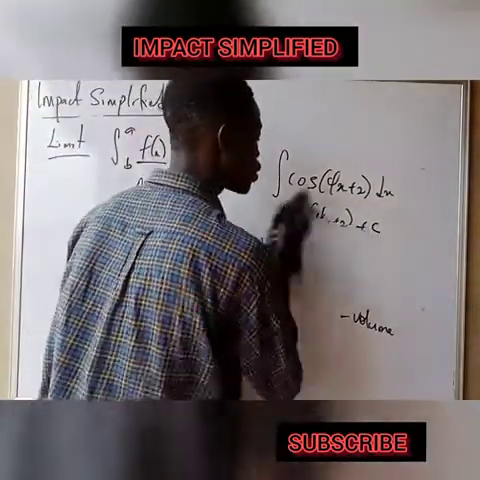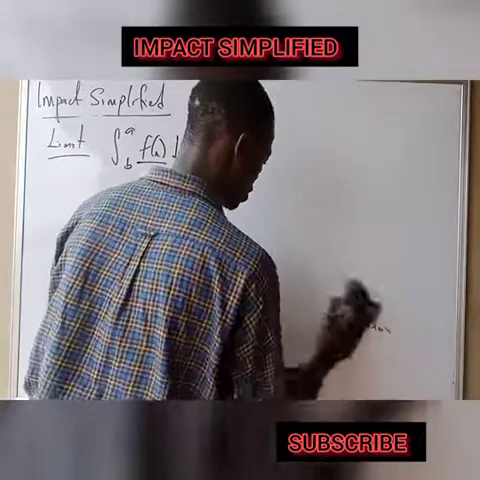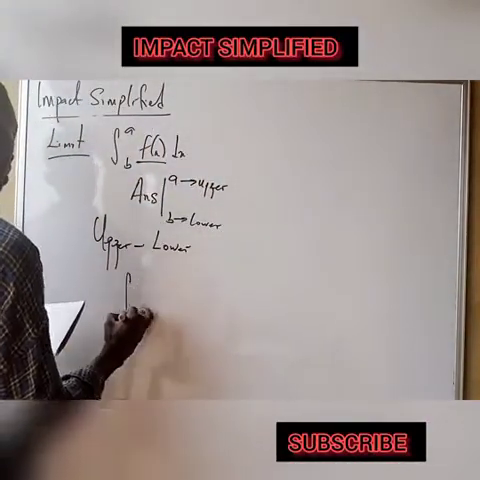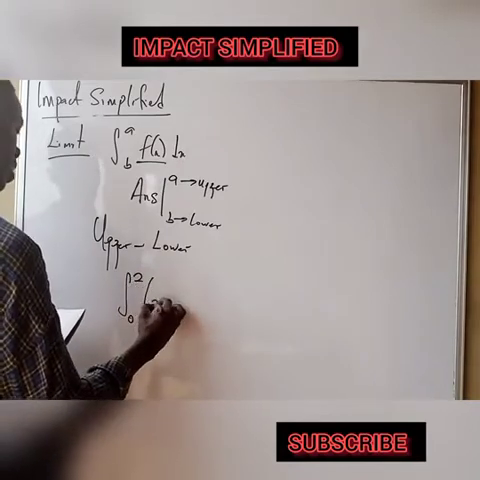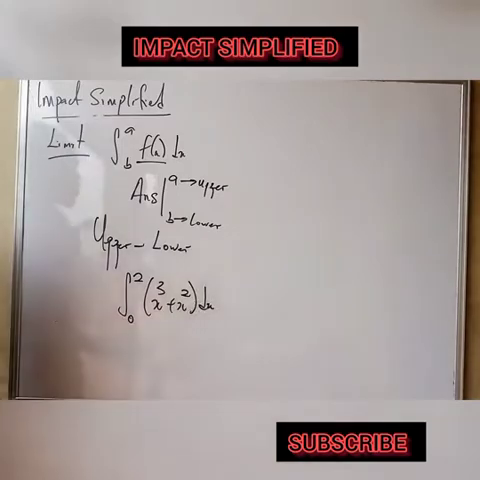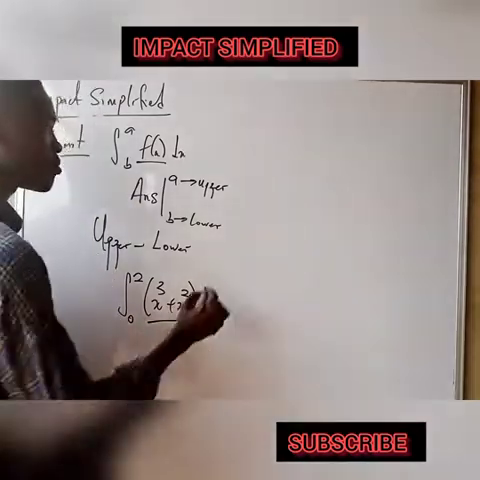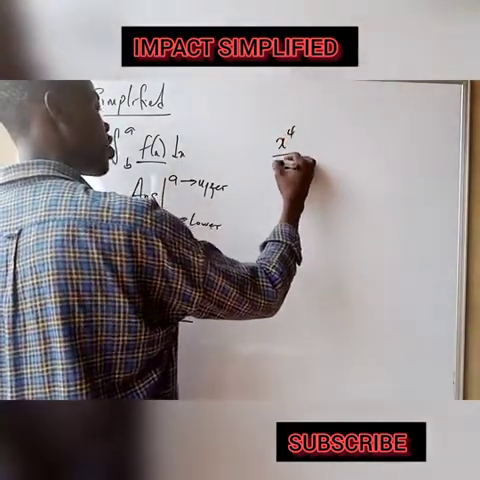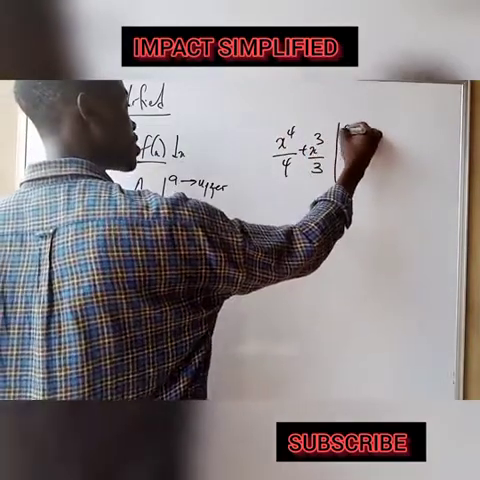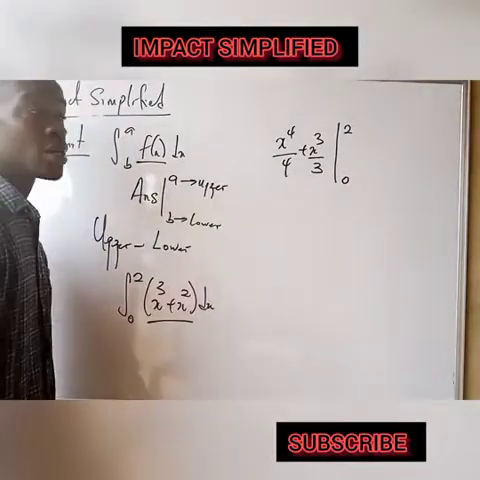But now, let us look at some few questions so that we can understand better. We have a question here. They said the integral of 2 times x cubed plus x squared dx. So how can we solve this? Integrate this normally. What do we have? x to the 4 over 4 plus x cubed over 3. And what are the limits? 2 and 0.